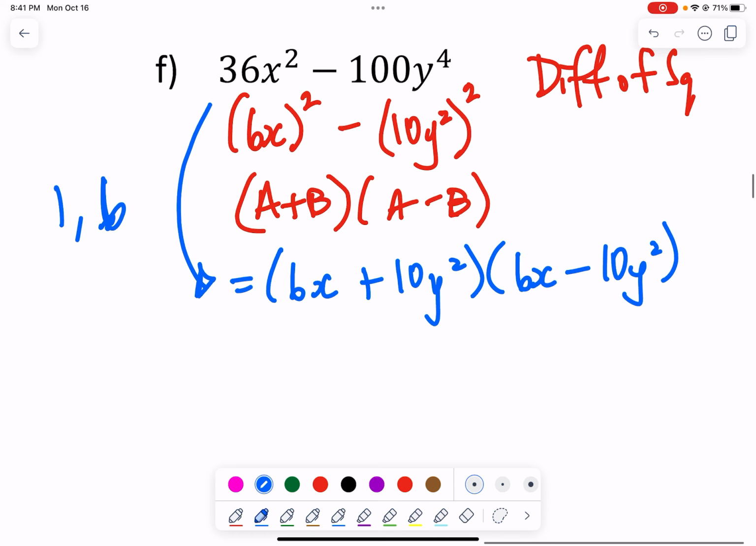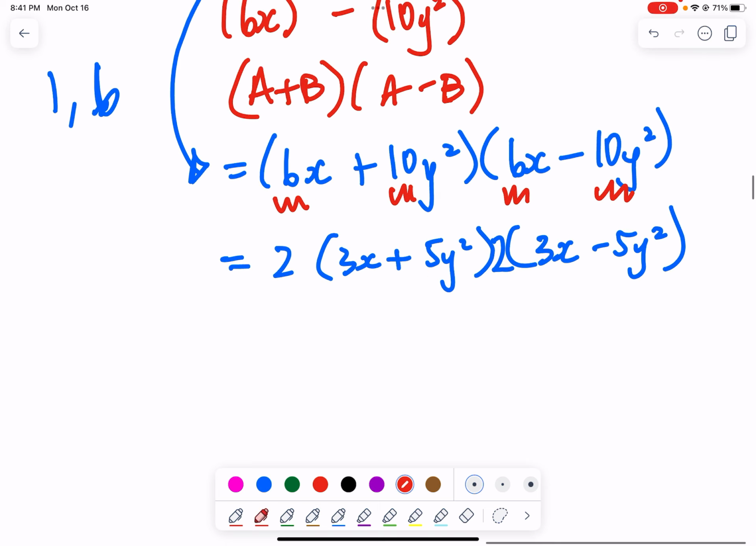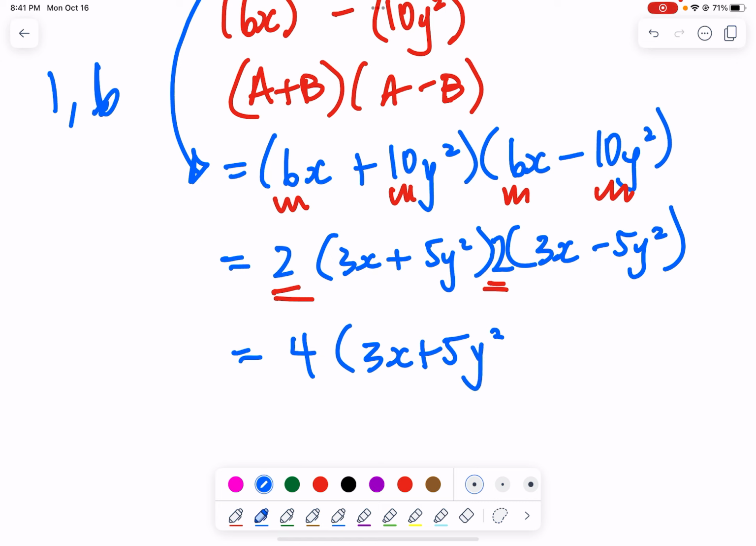But I should have noticed before that everything could have been divided by 4. So right now, I'm going to factor out a 2 out of here, and then a 2 out of there. So really it's a 2, 3x plus 5y squared, and then another 2, 3x minus 5y squared. And then I'm going to times those two 2's together, and I'll have 4, 3x plus 5y squared, 3x minus 5y squared.